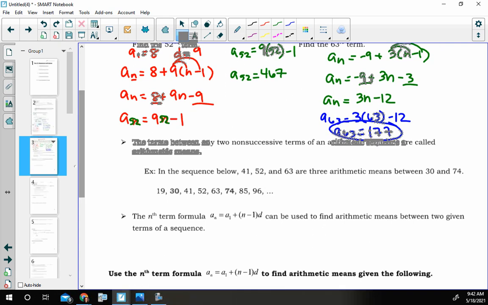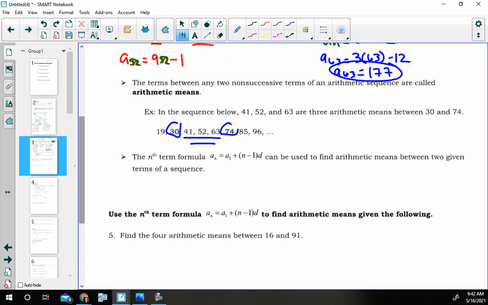The terms between any two non-consecutive terms of an arithmetic sequence are arithmetic means. In the sequence below, 41, 52, and 63 are 3 arithmetic means between 30 and 74. So 30 and 74 here are my endpoints.